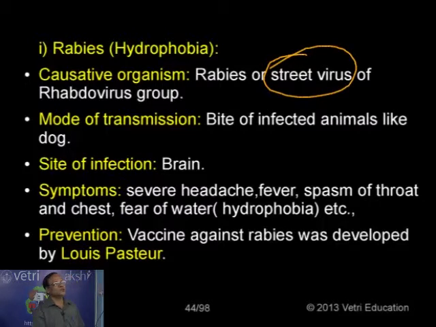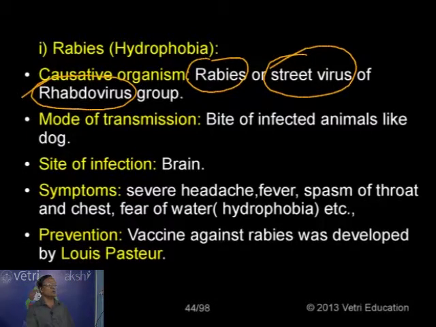So the virus is not roaming, but actually the animal carrying this virus is roaming all along the street, for example, a mad dog having this virus. That is why the virus is called street virus. This virus is also called rabies virus, which belongs to one group called rhabdovirus. So that is the nature of the causative organism.